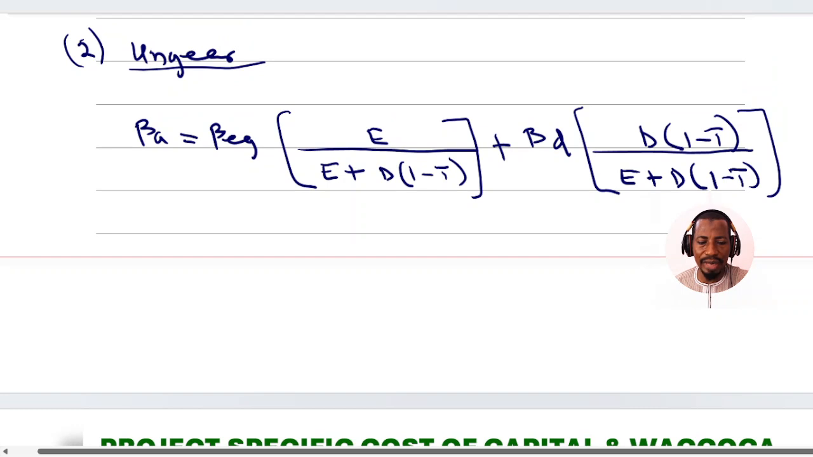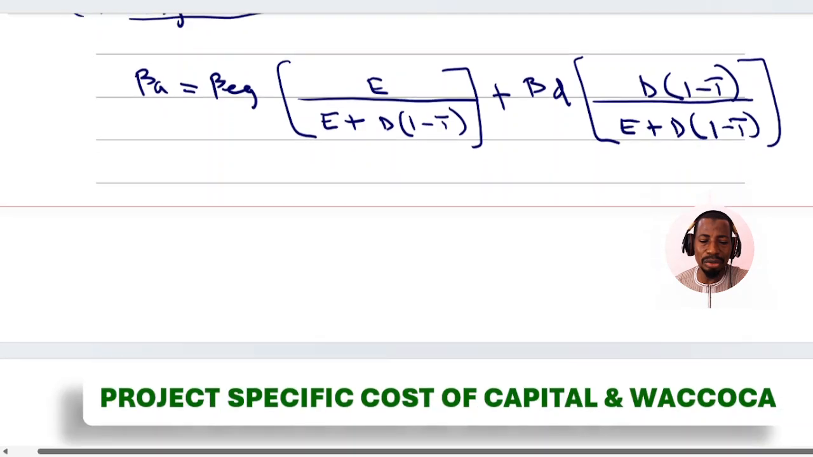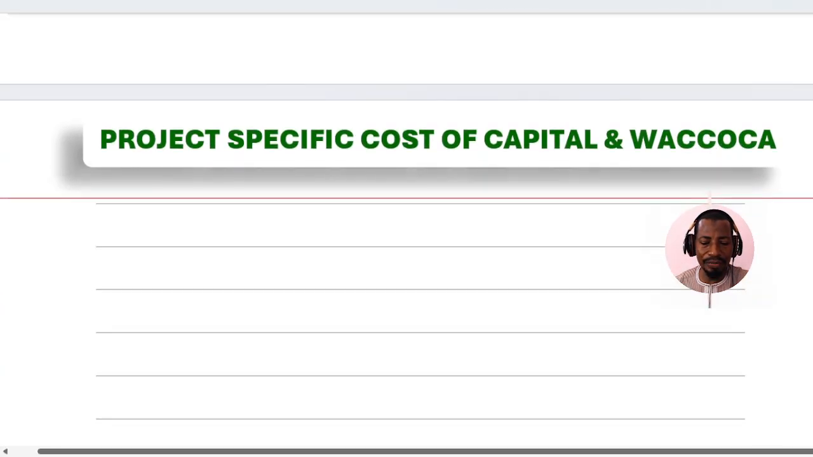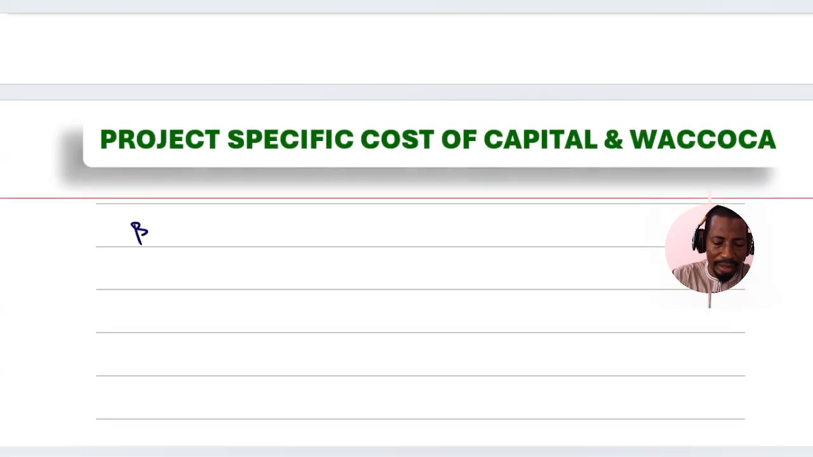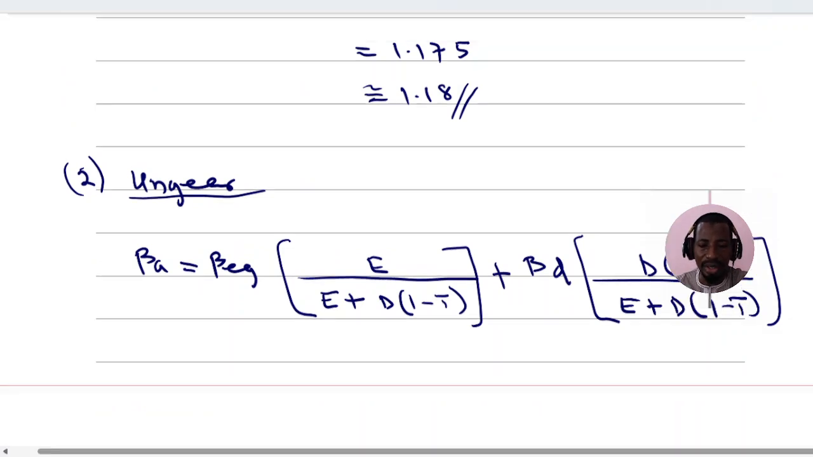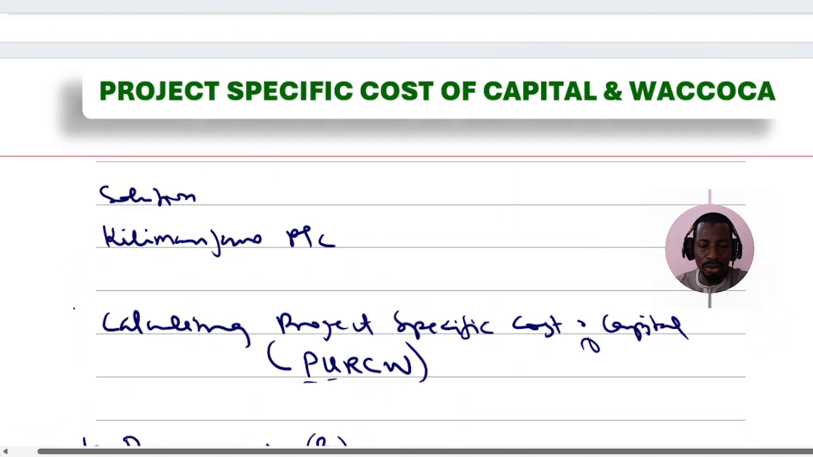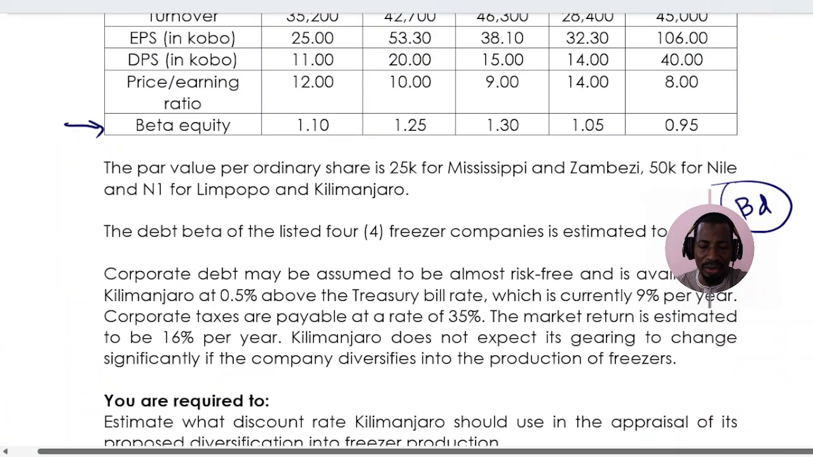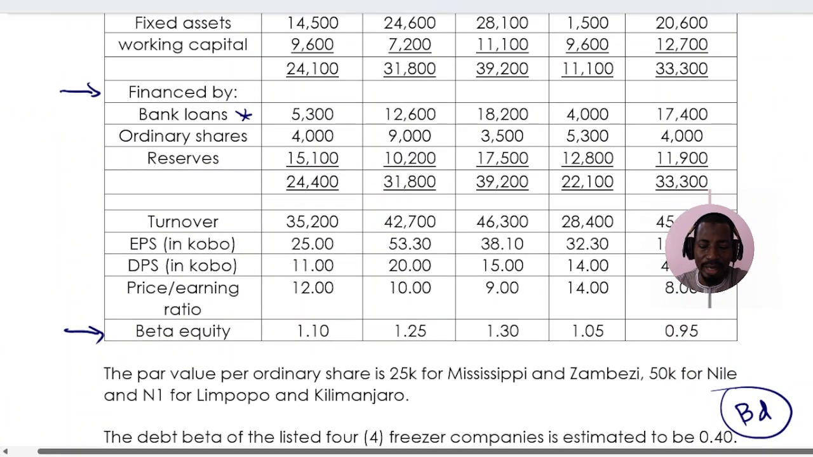Now that you know the formula you want to use to ungear, all I need to do is slot in the variables from the question. Therefore, the beta asset will be equal to beta equity of a geared company, 1.18, which we identified in step 1, multiplied by equity value of the proxy company and the debt value of the proxy company. I need to check whether I am given the equity value and the debt value. In this question, the examiner did not give us equity and debt value, so we need to compute it.